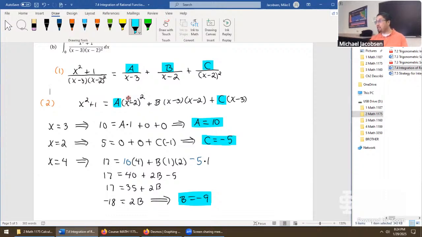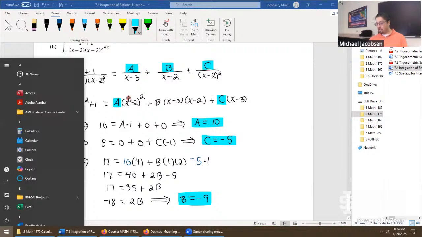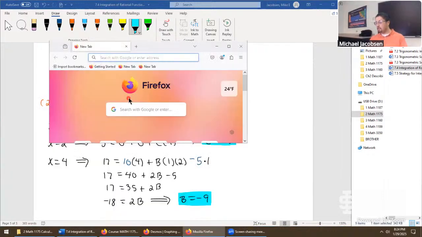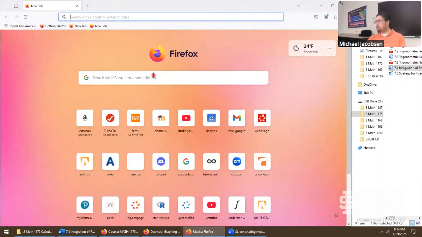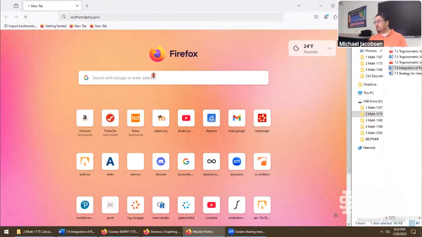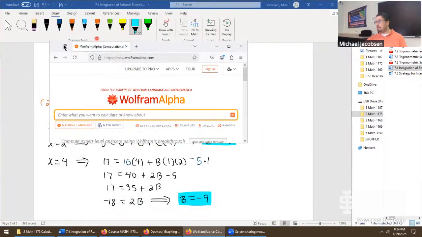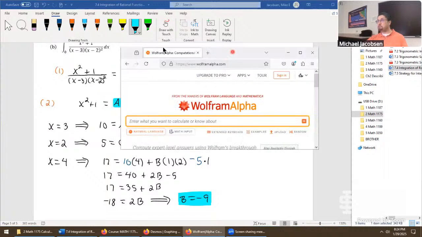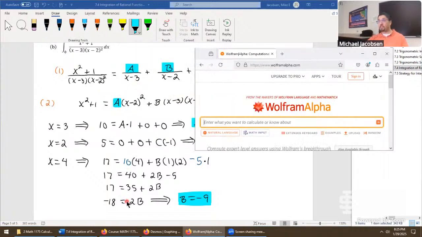The check is through technology. Open up a browser. Go to wolframalpha.com. And wolframalpha.com is really good at doing a decomposition. Again, use this only for a check in your work because we do have to show this stuff in our homework because we have to do it in an exam setting.